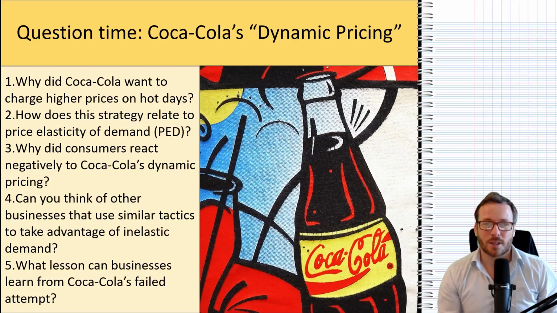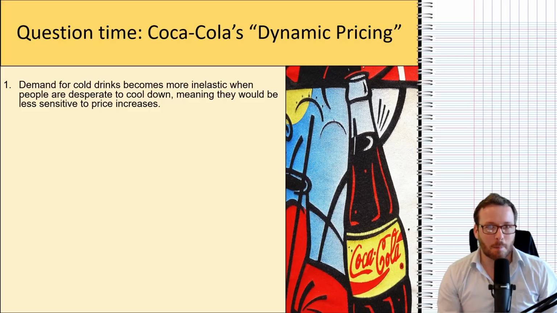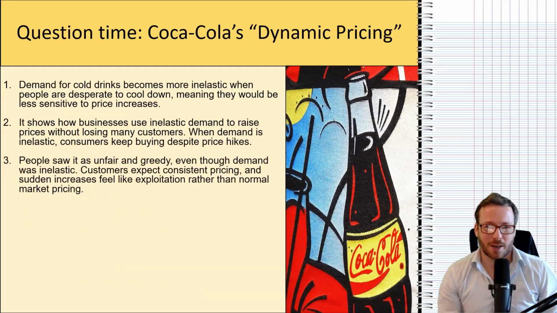How does this strategy relate to PED? Well, we just said, didn't we? They wait for people to be thirsty, know that they're inelastic in their demand, and bang, push up the price. So they still buy it, and Coca-Cola get those lovely, delicious profits. Next, why did customers react negatively to it? Well, because they feel scammed. They see it as unfair. And because the group consensus is it's unfair, in the long run, Coca-Cola might lose total profit. It might completely backfire on them.